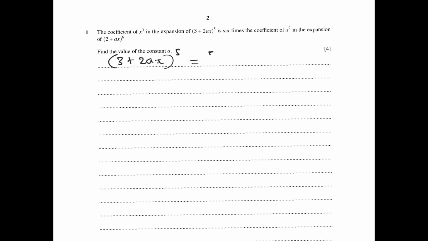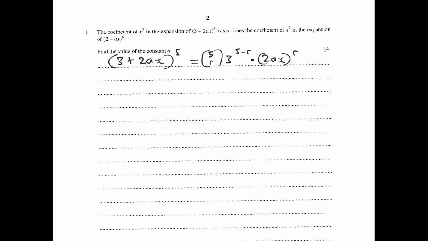That will be 5 combination r, in brackets, 3 to the power of 5 minus r, dot 2ax, I have to put that in brackets, to the power of r. That is the formula if we are to expand that. Now remember, r ranges from 0 till we get to 5. But for us to get the coefficient of x cubed, it means r should be equal to 3.